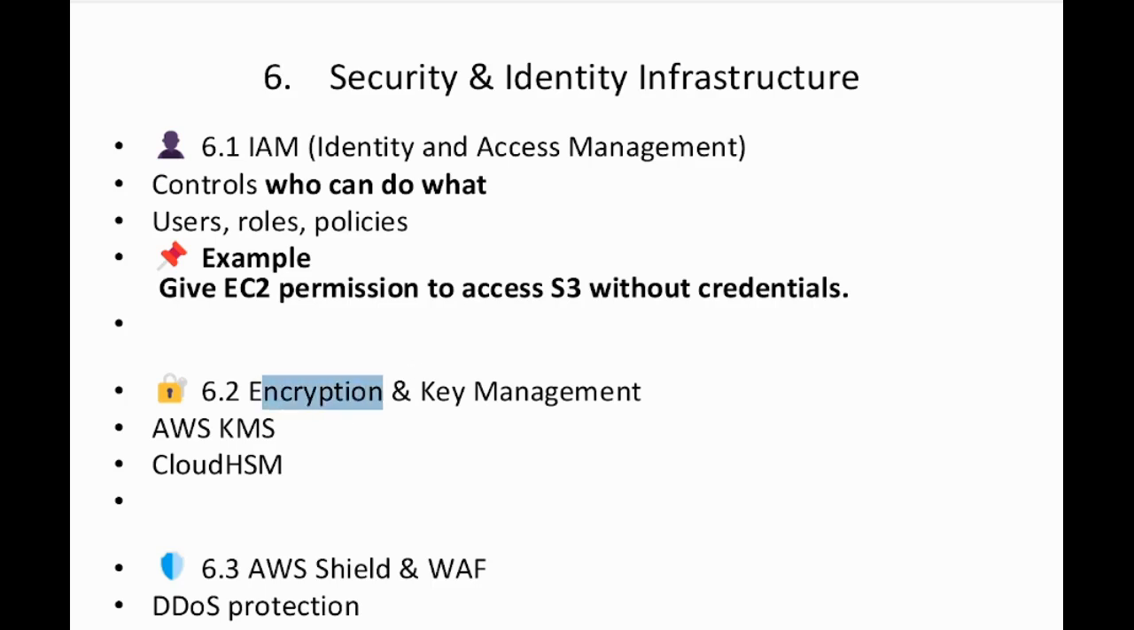Next one is encryption and key management. So under this, AWS KMS and CloudHSM came. Okay. Next one is AWS Shield and WAF. So basically under AWS Shield, DDoS protection comes, and web application firewall. This came under AWS Shield, and these all are the security and identity infrastructure.